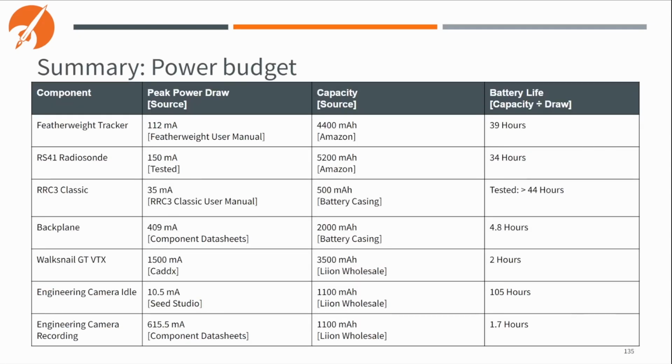The power budget is an overview of the different batteries we will be using and their capacity. Each of these batteries will be drain tested in the near future. The only one we have tested so far, though, is the RC3 battery, which lasted just over 44 hours before the test was deemed sufficient and it was turned off.